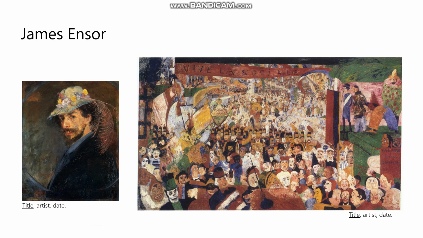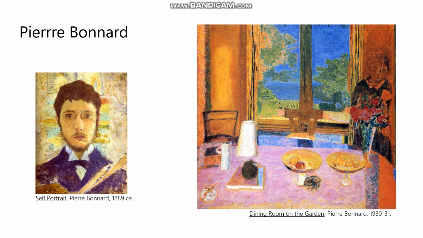But James Ensor is also, in a very different way, a very personal and idiosyncratic artist who had his own unique vision of religion and of culture, and his paintings were all about that.